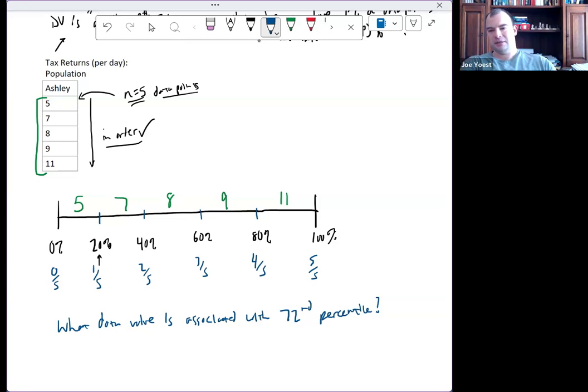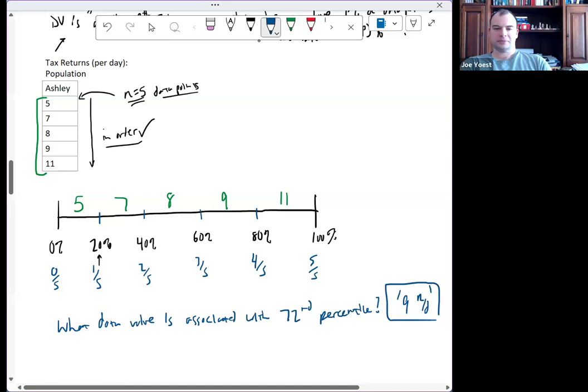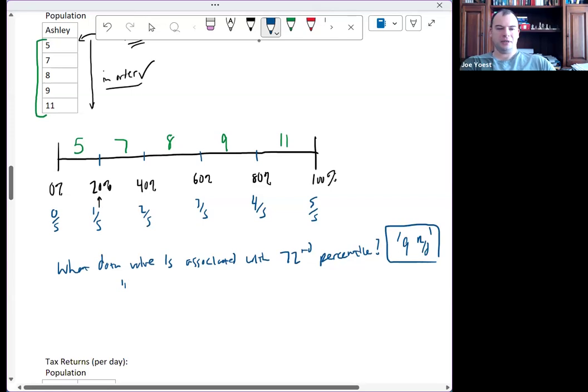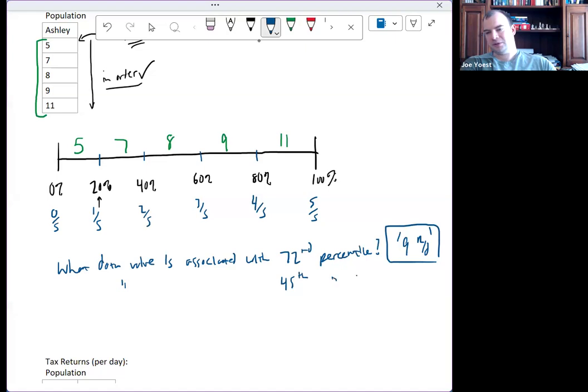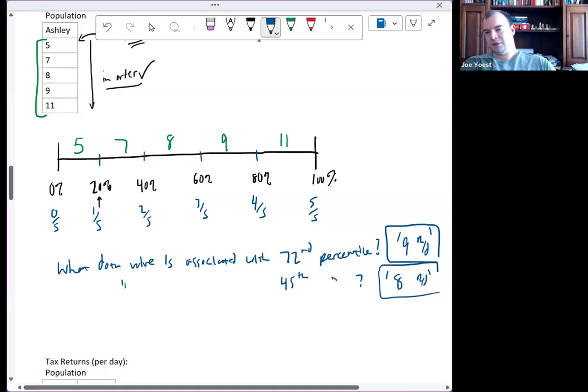Well, what do I do? I just look at the 72% point here. I note that it falls in the 60 to 80% territory. Since 72% falls in the 60 to 80% territory, and that's owned in a sense by 9, my answer is just 9. This is really just a table lookup at this point. So this is the value 9, or if we wanted to include the unit, 9 returns per day. So 9 returns per day is associated with the 72nd percentile. Or I could ask what data value is associated with maybe the 45th percentile. Well, again, I see 45% is between 40 and 60%. That's squarely in 8's territory. So that's 8 returns per day.